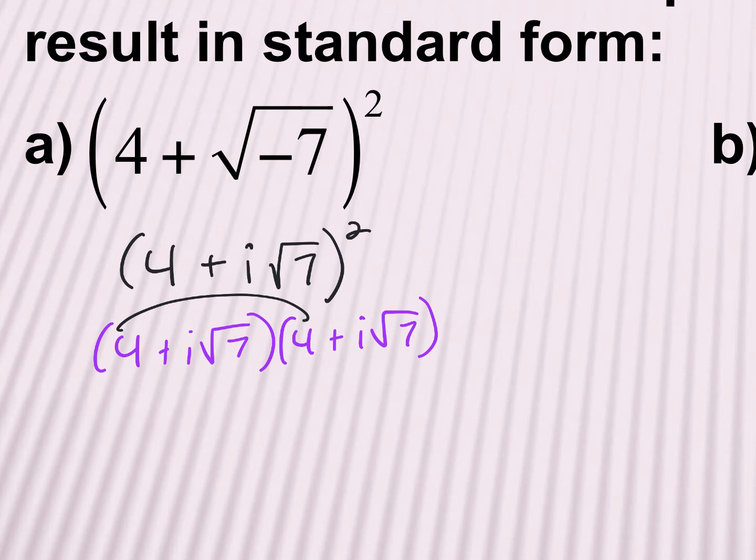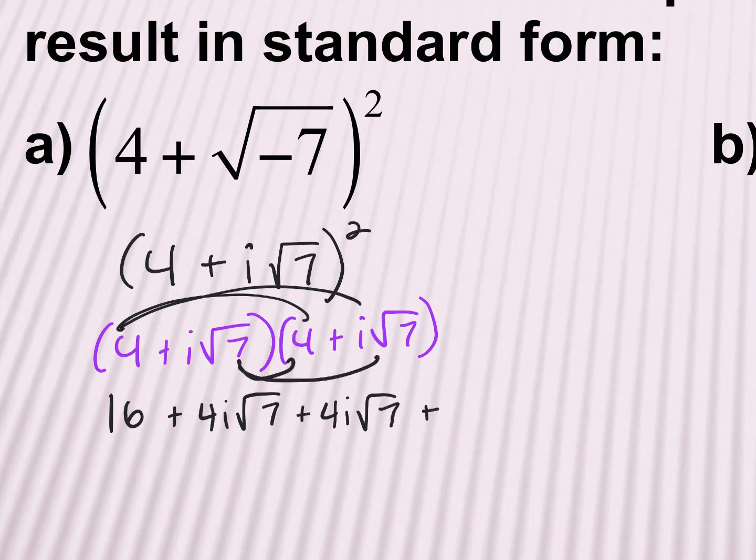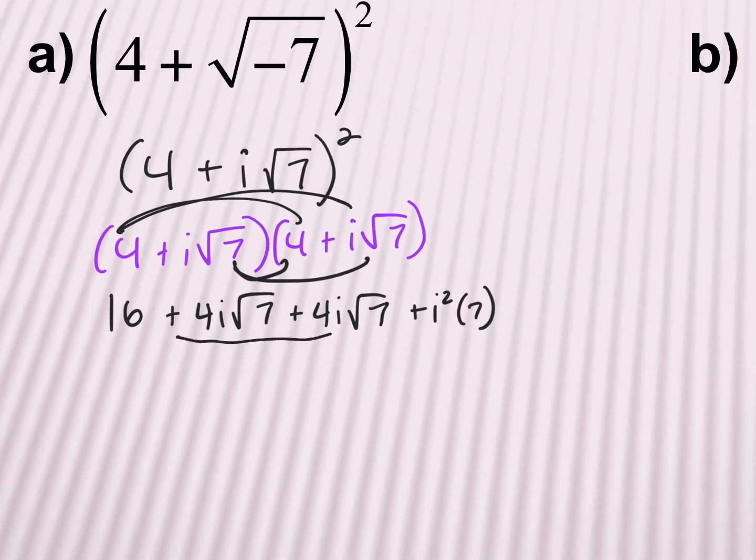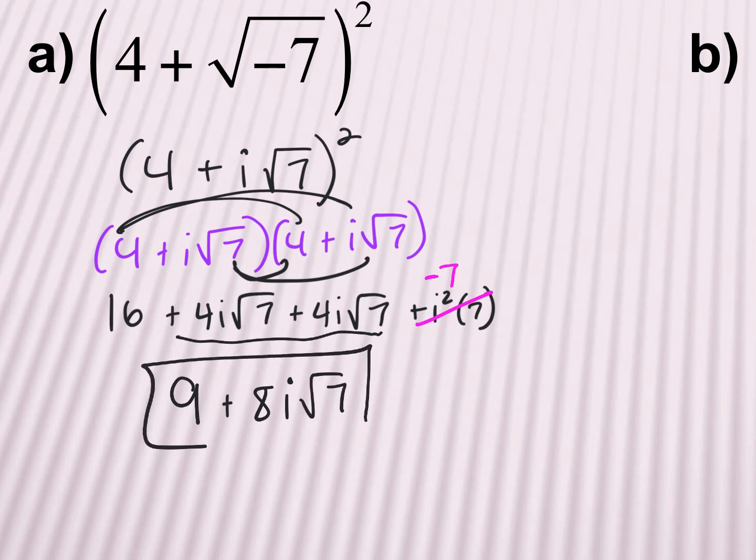So 4 times 4 is 16. 4 times i root 7 is a positive 4i root 7. i root 7 times 4, again, positive 4i root 7. And i times i is i squared. Square root 7 times square root 7 is 7. So these can get combined. This is going to change to a negative 7 because i squared is negative 1. And I get 9 plus 8i square root 7.